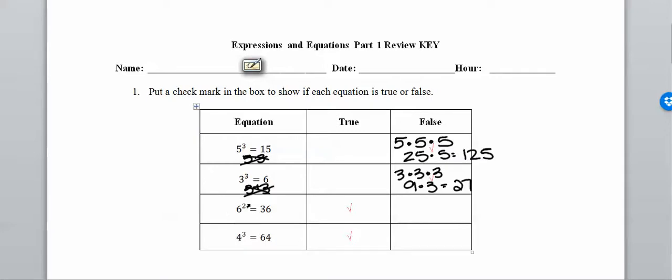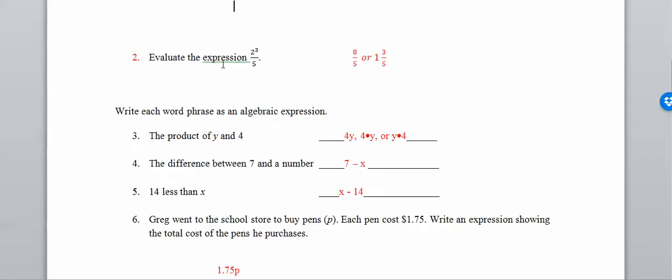So 6 squared is 6 times 6, 6 times itself 2 times, which equals 36. So that one's true. And 4 cubed, or 4 to the third power, is 4 times 4, which is 16, times 4 again, which is 64. So it's true. In number 2, they want us to evaluate the expression.